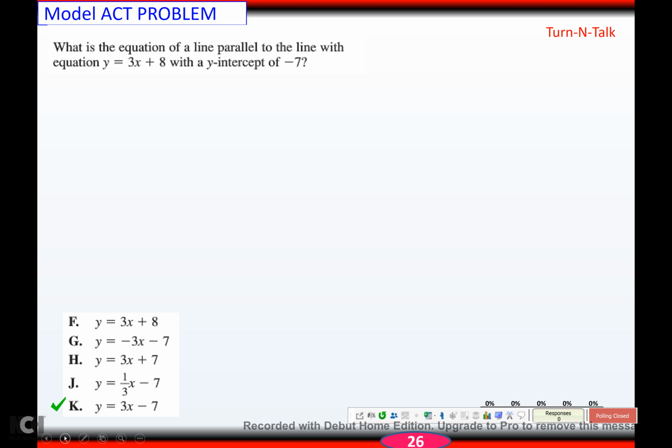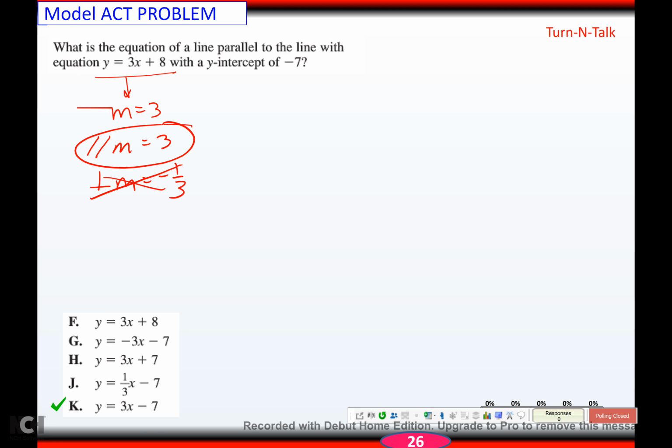And hopefully you got K. So it says, what is the equation of the line parallel to the line with this equation? His slope is 3. A parallel slope is 3. A perpendicular slope would be negative, flip it over. But they want a parallel one. So there's my parallel. All I need is a B. Well, look, they gave it to me. They want a y-intercept of negative 7. So y equals 3x minus 7. Done.